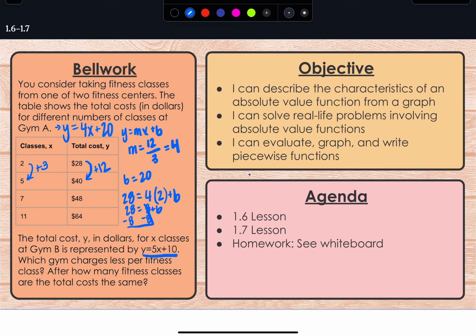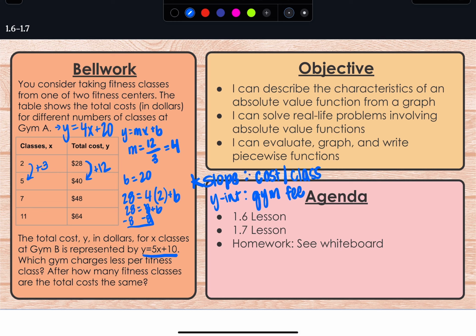Okay, so now I have two equations that I can compare. The first thing I want to do is just identify what slope and y-intercept stand for. So slope in this situation, if we're paying to go to a class at a gym, my slope is cost per class. Or you can also think, what's y per x? My y-intercept, that's the thing that doesn't change. So it's what you're paying no matter what. So I would say that would be called like a gym fee or like a registration fee maybe.